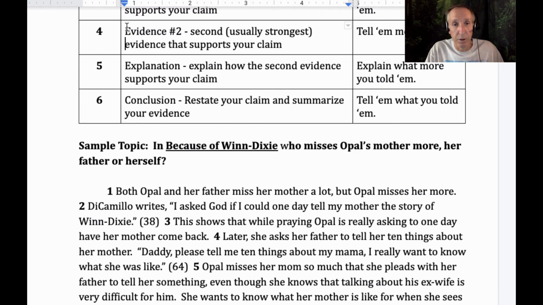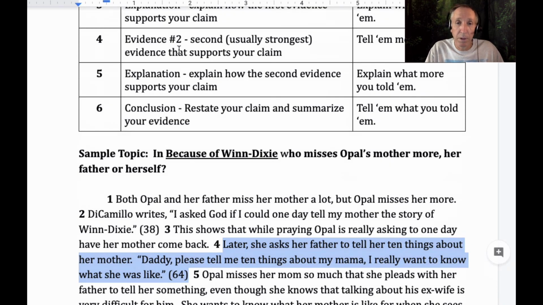is going to be my stronger claim. Okay, stronger part of my claim. Later, she asks her father to tell her 10 things about her mother. "Daddy, please tell me 10 things about my mama. I really want to know what she was like." Page 64. Now, I made that 2 sentences because it was harder for me. It wasn't easy for me to combine what she says into my sentence that introduces what she's saying. So I made it 2 sentences, but it's okay. Each of these purposes can be more than 1 sentence. In this case, I've used 2 sentences for my second evidence.